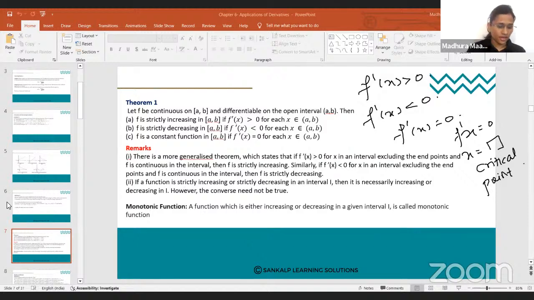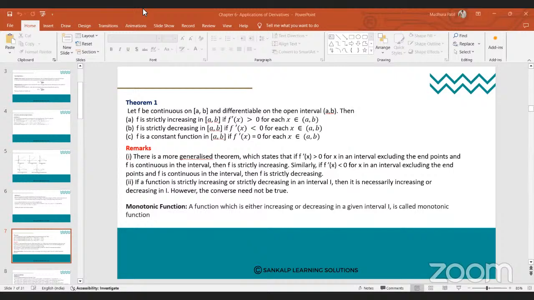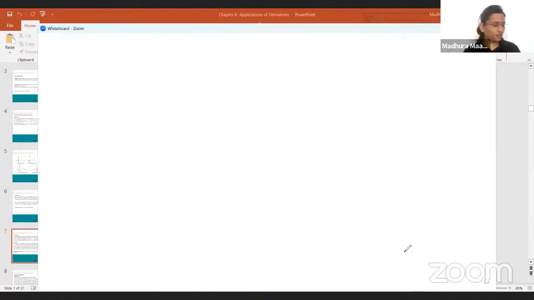Any doubts from the last class? No, ma'am. Anybody else? Any doubt in the last class? Okay, so let us begin the class then. Which example did we stop at yesterday? We finished the fifth example, right? Yes, ma'am. We will start from the sixth example.